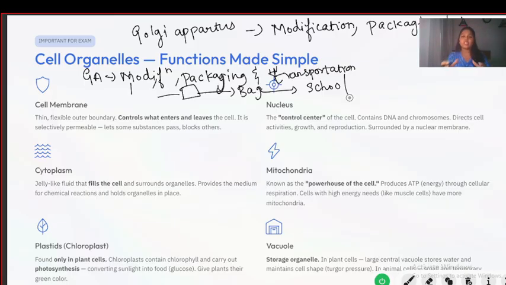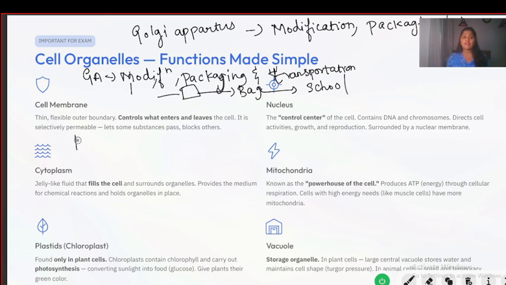Whatever component is given to it, for example, if the protein is given to it, it modifies the protein, it packages the protein after modification, and then it transports it to the other organelles so that they can utilize it. That is about the Golgi apparatus.